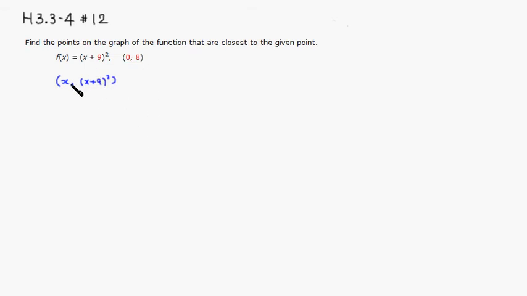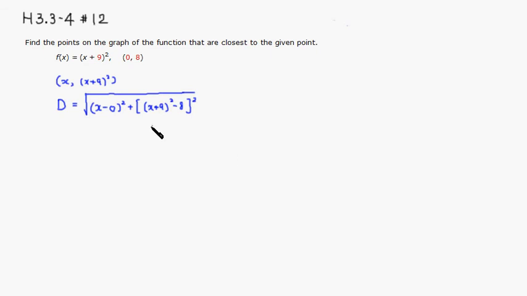So if you want the distance between these two points, I'm going to just look at the distance formula. So distance d is going to be the square root of x minus 0, squared, plus quantity x plus 9 squared minus 8, squared.